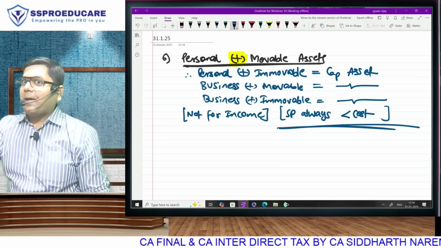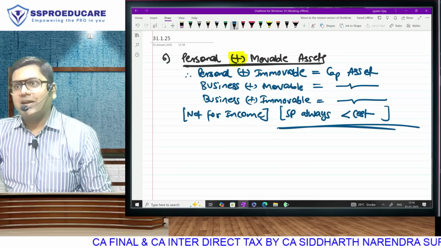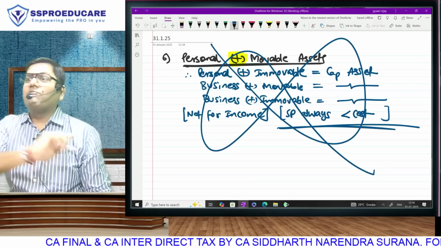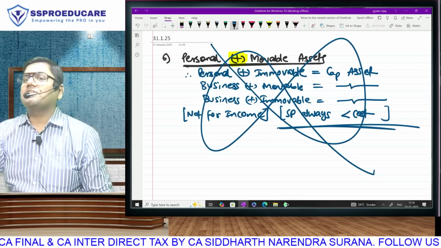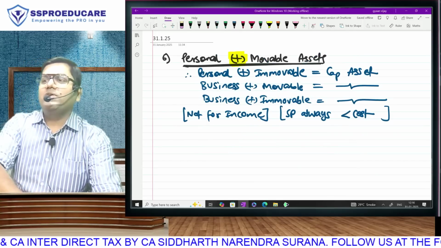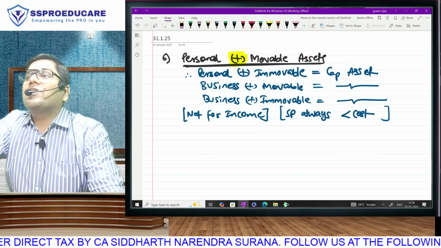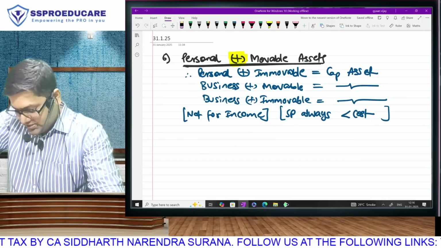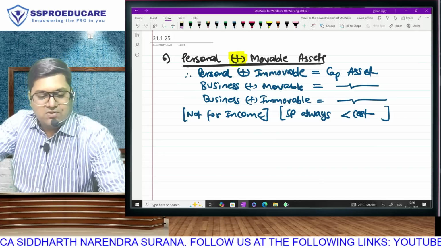If we keep them as capital assets, we will do sale minus cost, create the loss and set off that loss. But if we remove them from the definition of capital asset, then we won't do sale minus cost. We won't create the loss. We won't use it for setting off against other profits. Removal is a loss to the taxpayer. Removal is a disadvantage. You are not saving tax, you are losing the adjustment of loss.